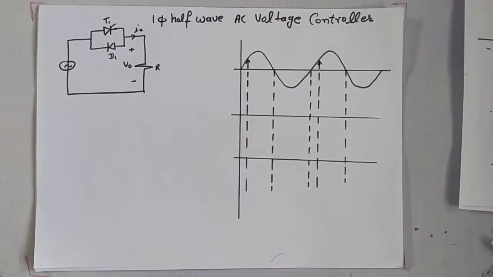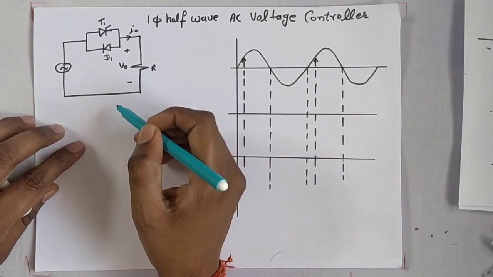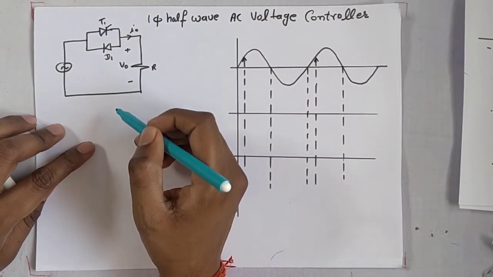Good morning everyone. Today's topic is the single phase half wave AC voltage controller. In the previous lecture we discussed what an AC voltage controller is: the controller which converts a fixed AC voltage into a variable AC voltage. In this lecture we will discuss the circuit diagram, voltage waveform and the output voltage equations. So this is the circuit diagram of the single phase half wave AC voltage controller.